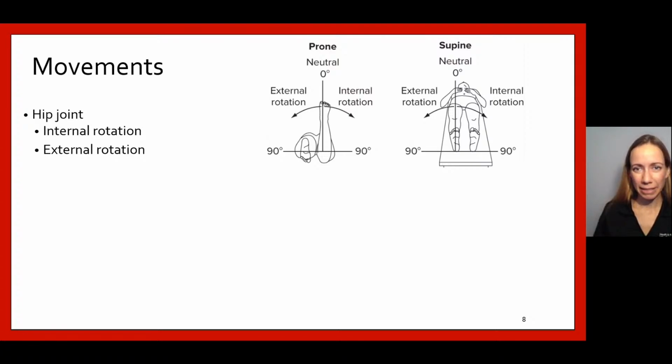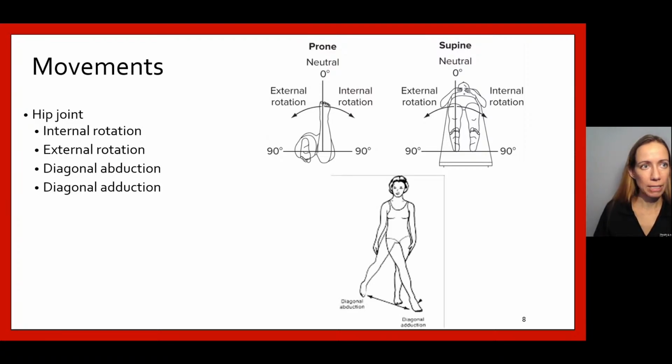And you can see that a little bit better when we look at the supine version here. So external rotation, have some imaginary anterior point on our thigh, moving away from the other leg. Internal rotation, it's going to rotate inwards towards the inner thigh, medial.